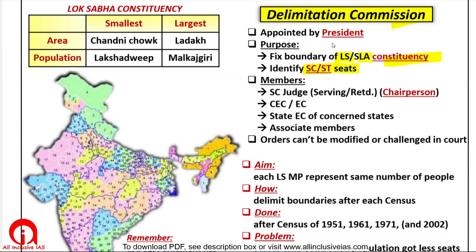The commission is appointed by the President of India. Who are the members? The chairperson is a Supreme Court judge, serving or retired. Another member is the Chief Election Commissioner of India or any other election commissioner. The State Election Commissioner of the concerned state, the state for which you are doing this activity of delimiting, of changing the boundaries, and there are some associate members.